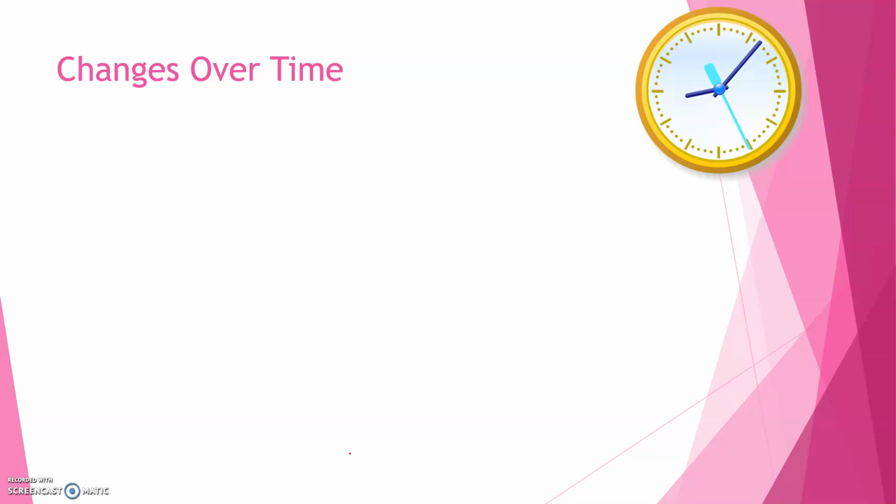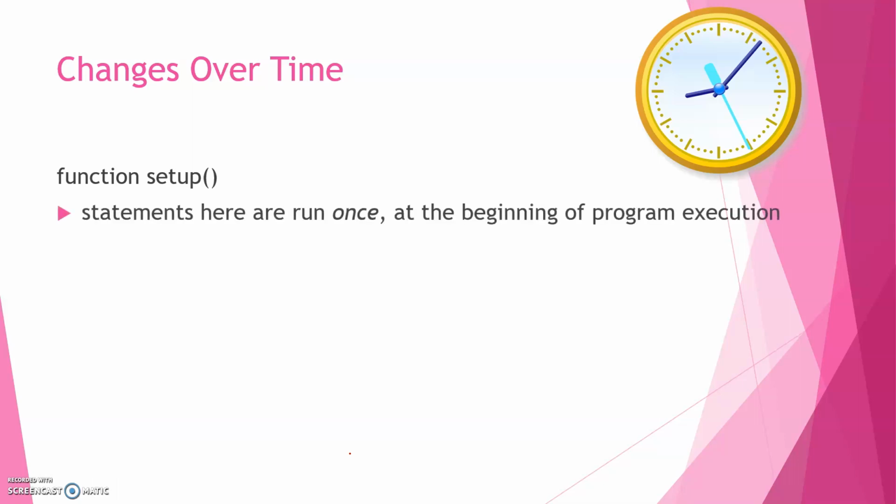So, changes over time. You have two built-in functions, and the first one is setup. Every time you start a new sketch, there's a setup function there. The setup function runs once at the beginning of your program execution, and that's it. That's where you would do your initial variable setup or whatever you need to do. In our case, that's where we would set up our frame rate.